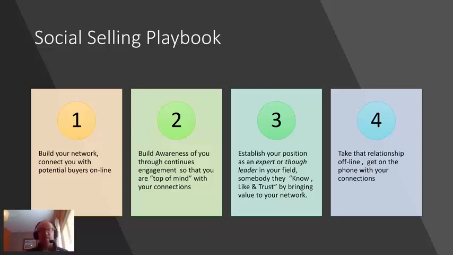Okay, so there are 4 stages in the social selling playbook. First is to build out our network. From a standing start, how do we build this really good network with all your ideal prospects? Then through steps 2 and 3, we're going to make sure they're aware of you, but not only aware of you, but that they regard you as an expert, somebody they can trust. And then we're going to see how we can take this relationship offline and get on the phone. So that's the flow of what we're going to go through now.